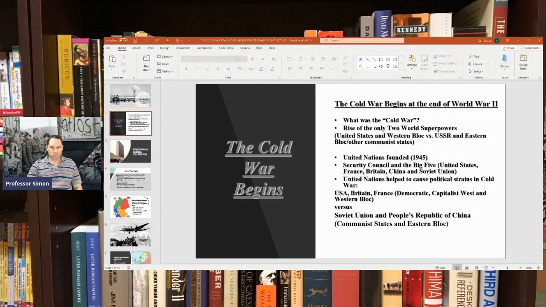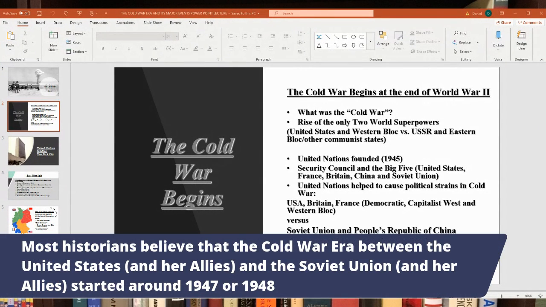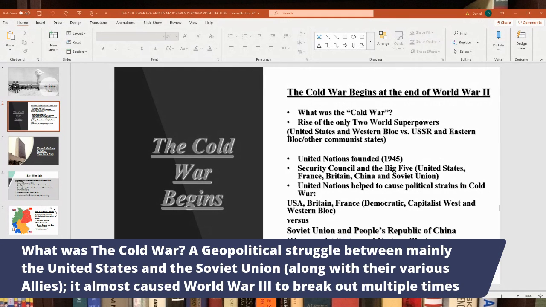But most historians think that the Cold War basically started between two different sides, the two big superpowers left after World War II. You had the United States on one side with her allies, and then you had the Soviet Union, or USSR, with their allies on the other side. And what was the Cold War? The Cold War was a geopolitical struggle. It was a standoff, politically, economically, and militarily, between the United States, the Soviet Union, and all their different allies.